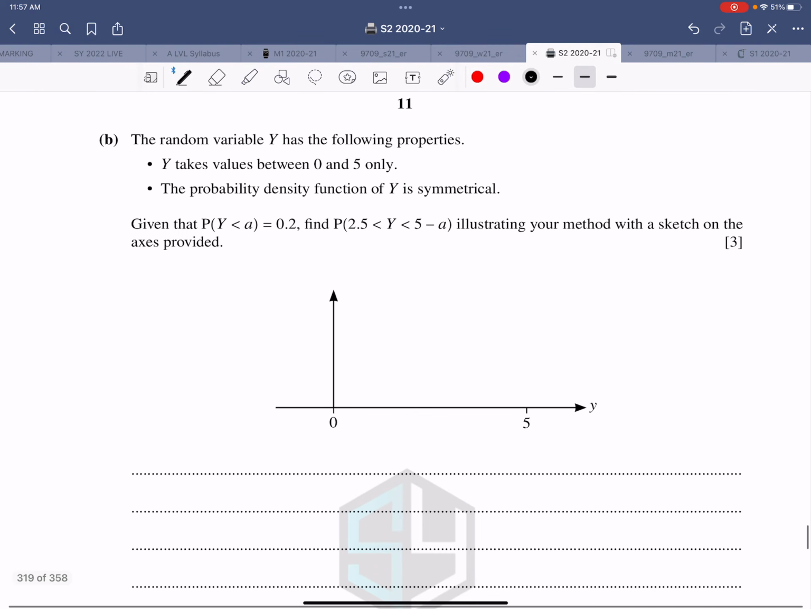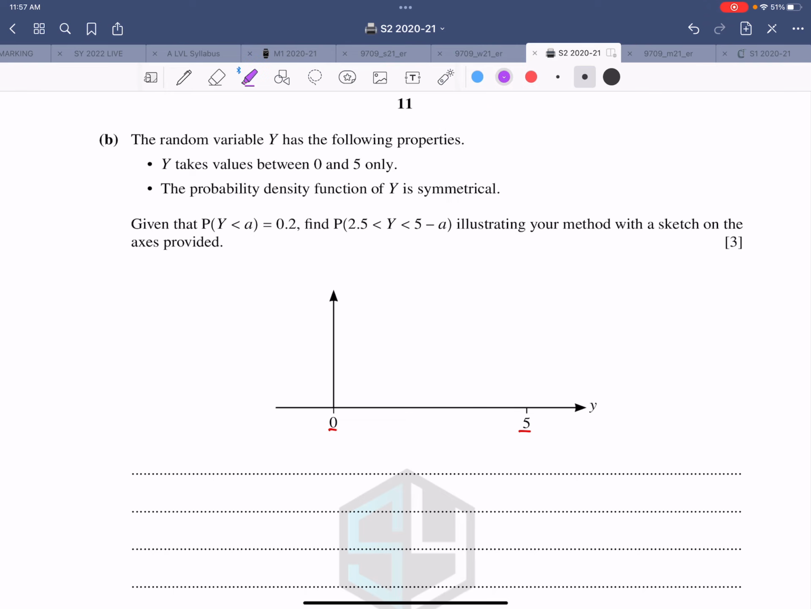Now part B, this looks like a new question. The random variable y has the following properties. Y takes the value between 0 and 5. That's given. The probability density function is symmetrical. Now we don't know what kind of function this is. It doesn't make a difference.